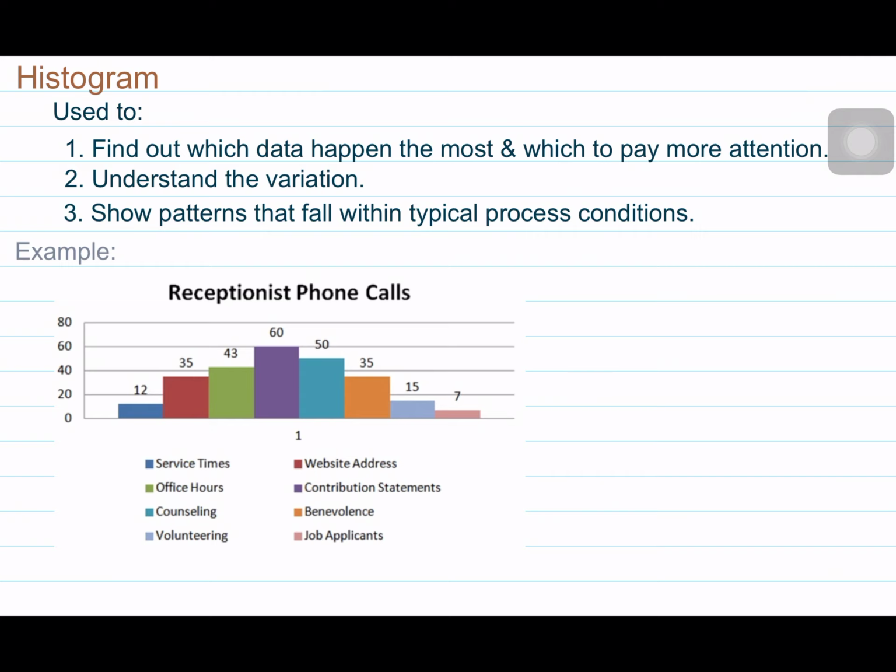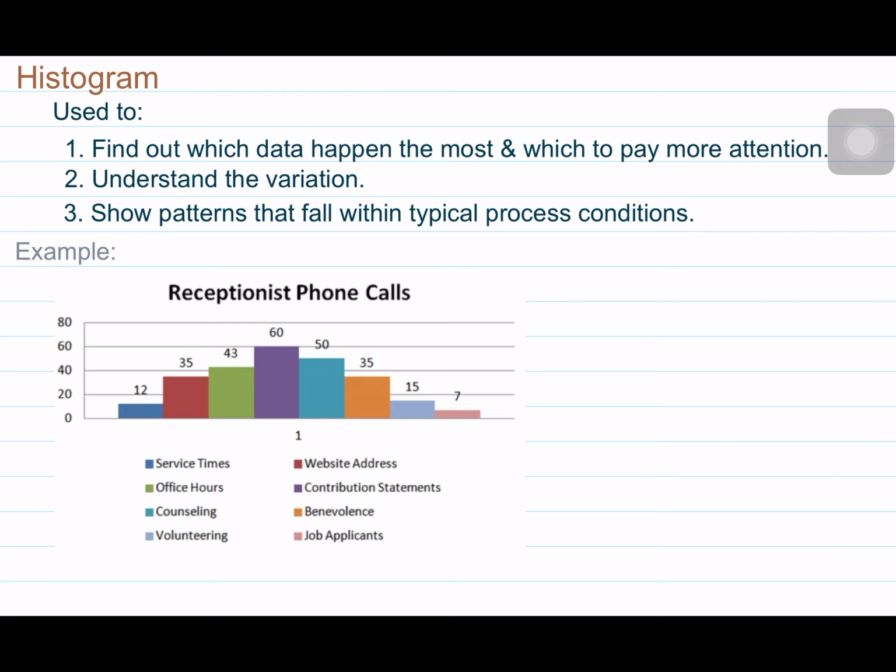A histogram is a bar chart picture of data that shows the patterns that fall within the typical process condition. Change in the process should trigger a new collection of data. A minimum of 50 to 75 data points should be gathered to ensure an adequate number of data points have been collected. These detected patterns demonstrate an analysis that helps to understand the variation.